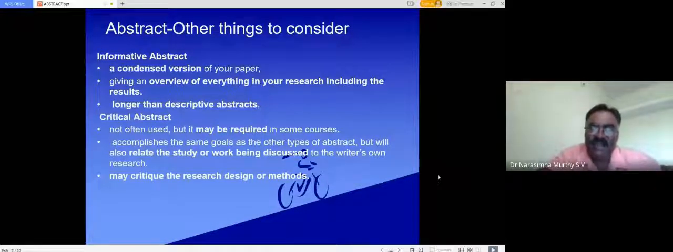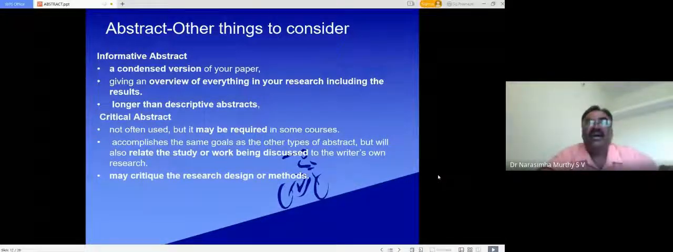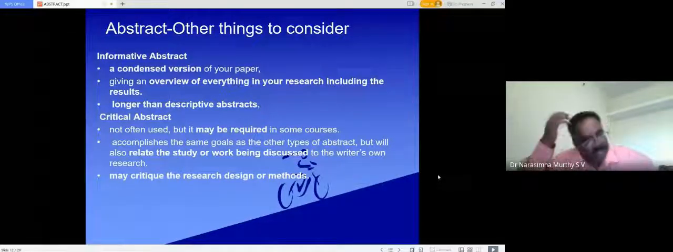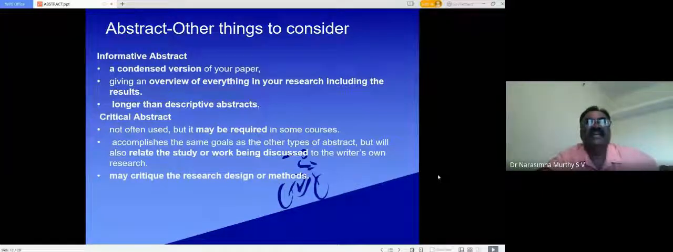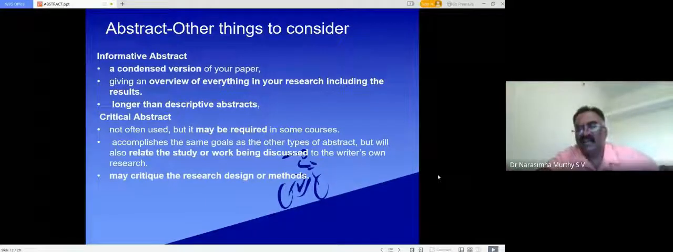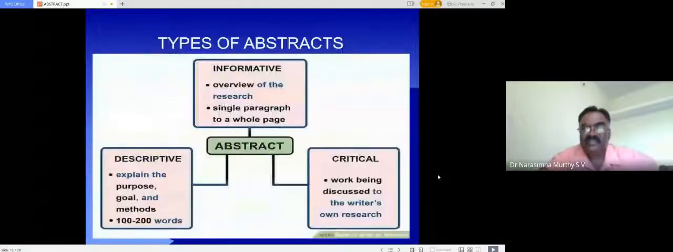It's used when you are justifying a theory, when you are supporting an argument, when you're trying to find something new, when you're trying to establish a theoretical background. This kind of critical abstract becomes very essential. And some journals, as I told you, scientific and technical journals, demand a critical abstract. So these are the three types of abstracts.